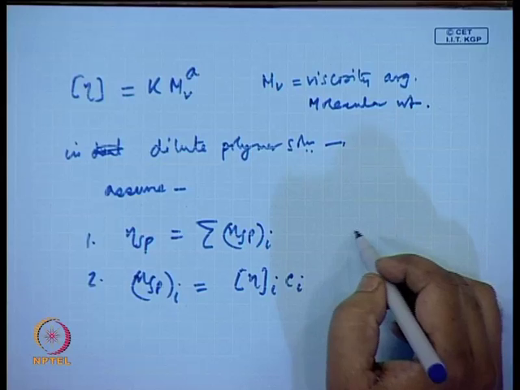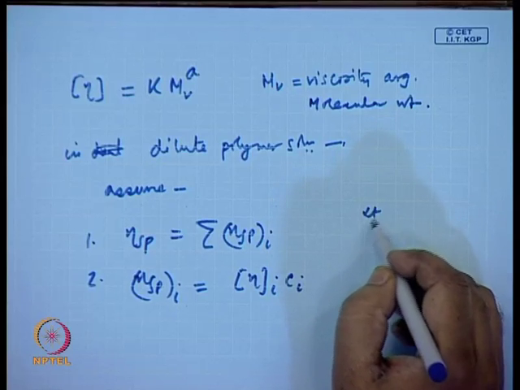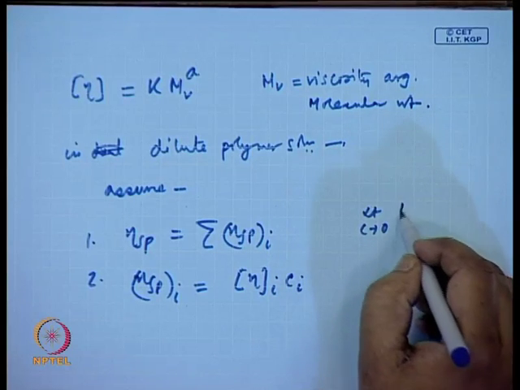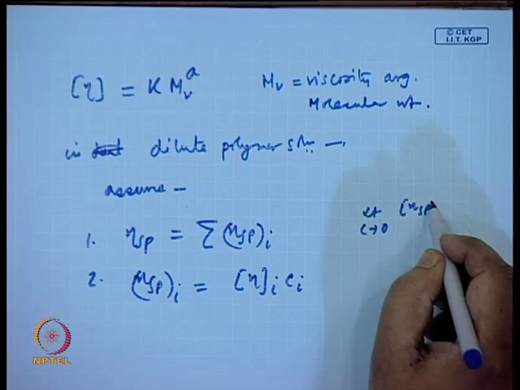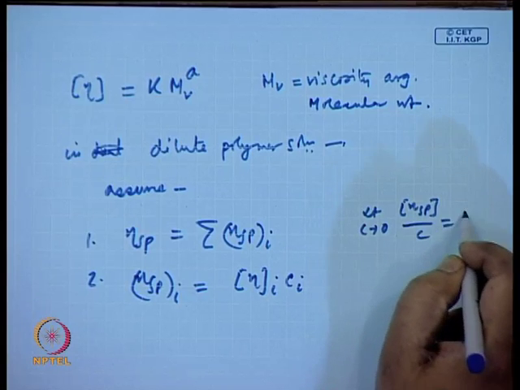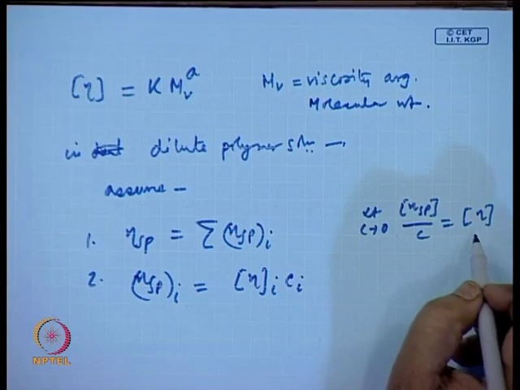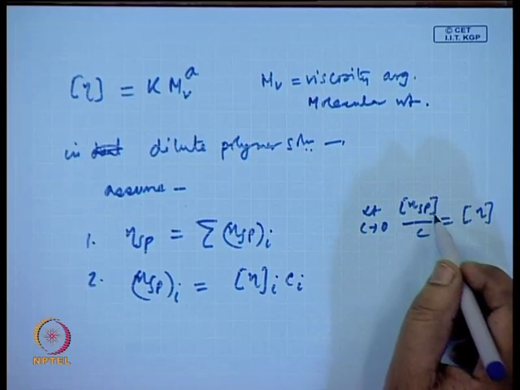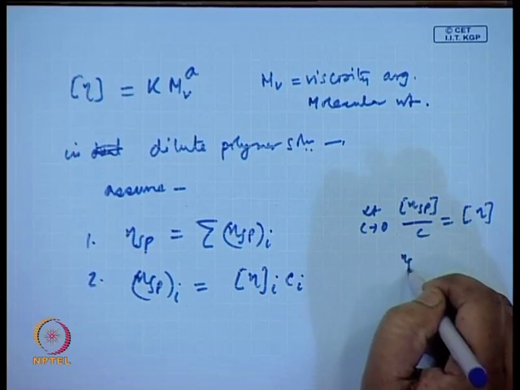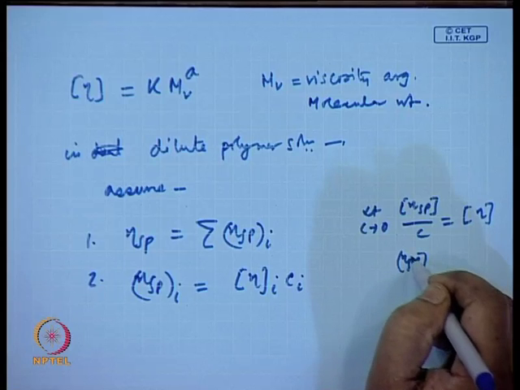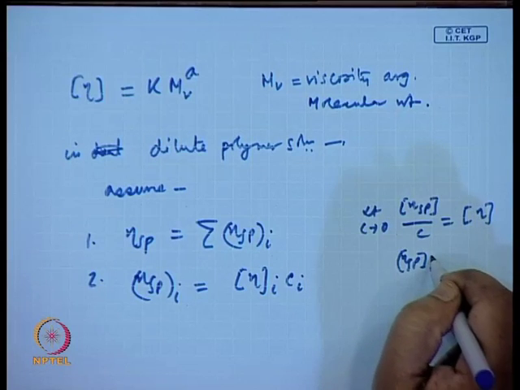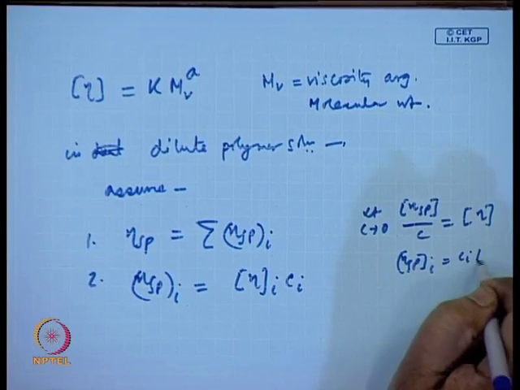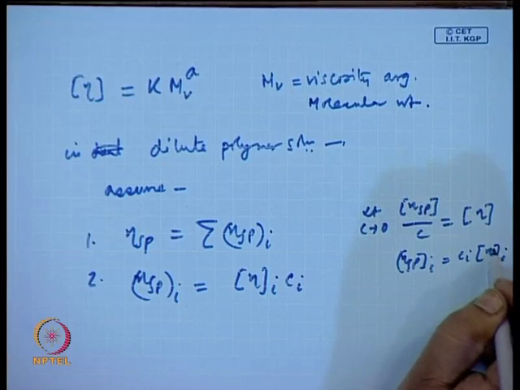Because we know that limit c tends to 0, eta sp by c is your intrinsic viscosity. So, if the solution is very dilute, then we can write eta sp i is c i eta i.